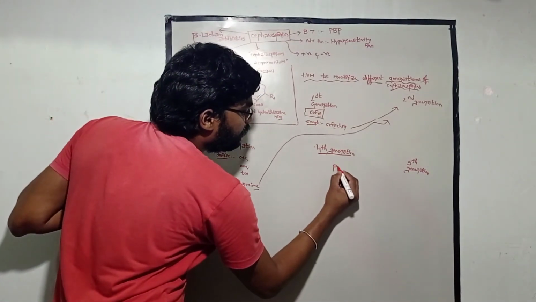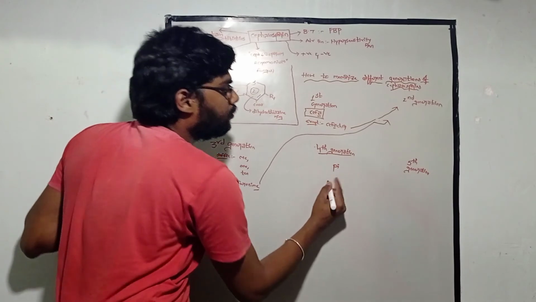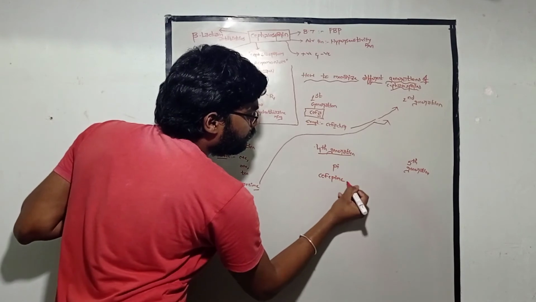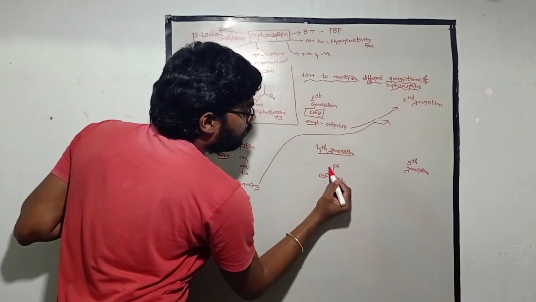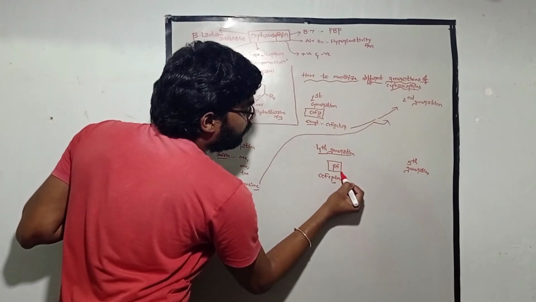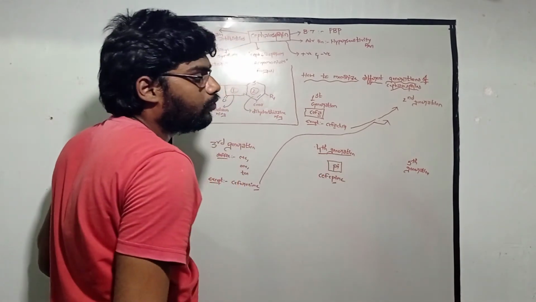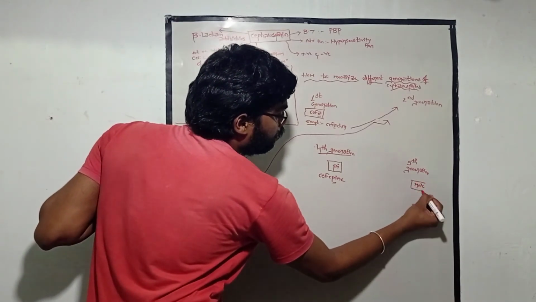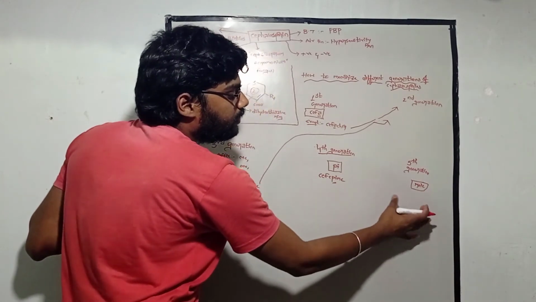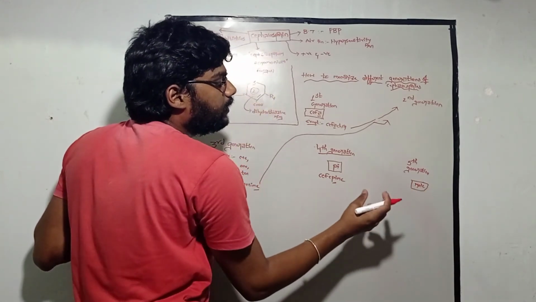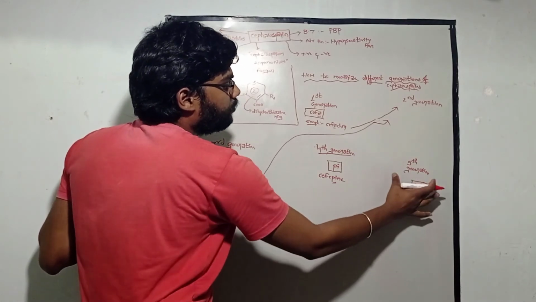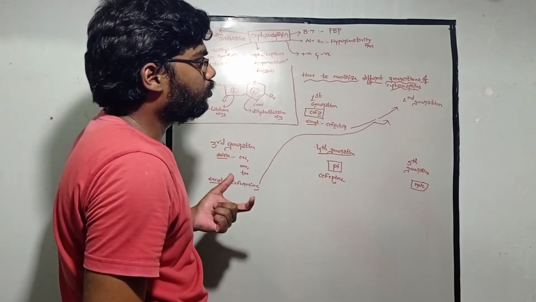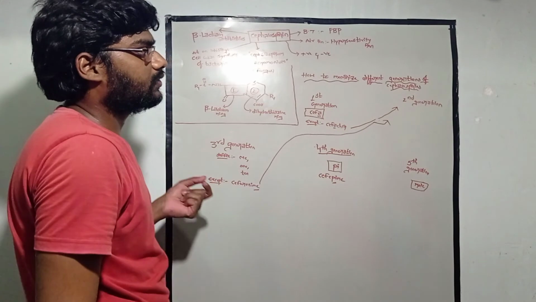Coming to fourth generation, there is pi in the drug, for example cefepime. So all the drugs having pi in the middle belong to fourth generation. Coming to fifth generation, for example ceftobiprole, all these drugs having role in the center belong to fifth generation. There is no specific trick for second generation drugs.